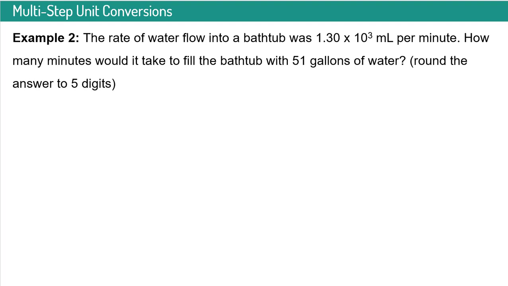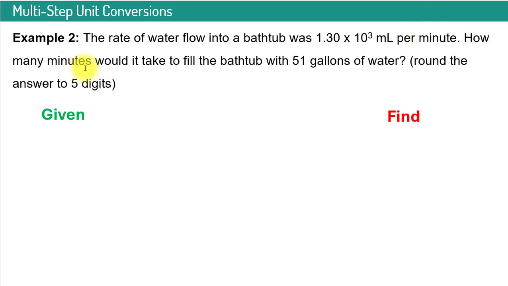Let's try example number 2. The rate of water flow into a bathtub was 1.3 times 10 to the third power milliliters per minute. How many minutes would it take to fill the bathtub with 51 gallons of water? Round the answer to 5 digits. Let's start by writing down what's given and what we need to find.